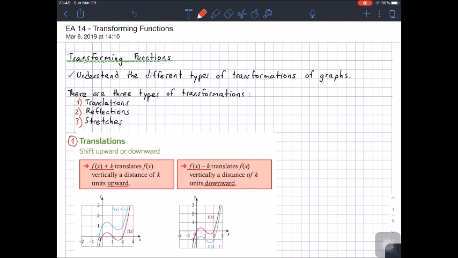We're going to cover the topic transforming functions. So basically what we're going to be studying today is the different types of transformations that any type of function may undergo. Okay? So the objective for this class is to understand the different types of transformation of graphs. We're going to mainly cover three types of transformations which are covered in the IB program, which are translations, reflections, and stretches. We're going to try to understand what each of these transformations mean by looking at an example I prepared using the application Desmos.